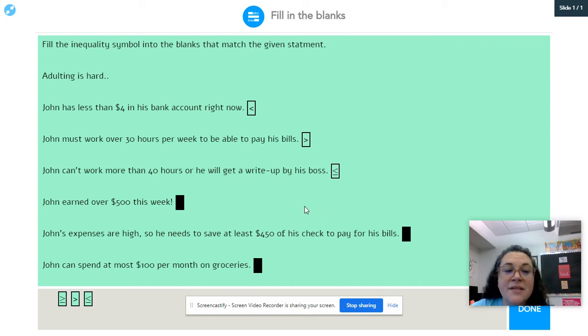The next statement says John earned over $500 this week. Over 500 is greater than 500, so we need a greater than symbol.